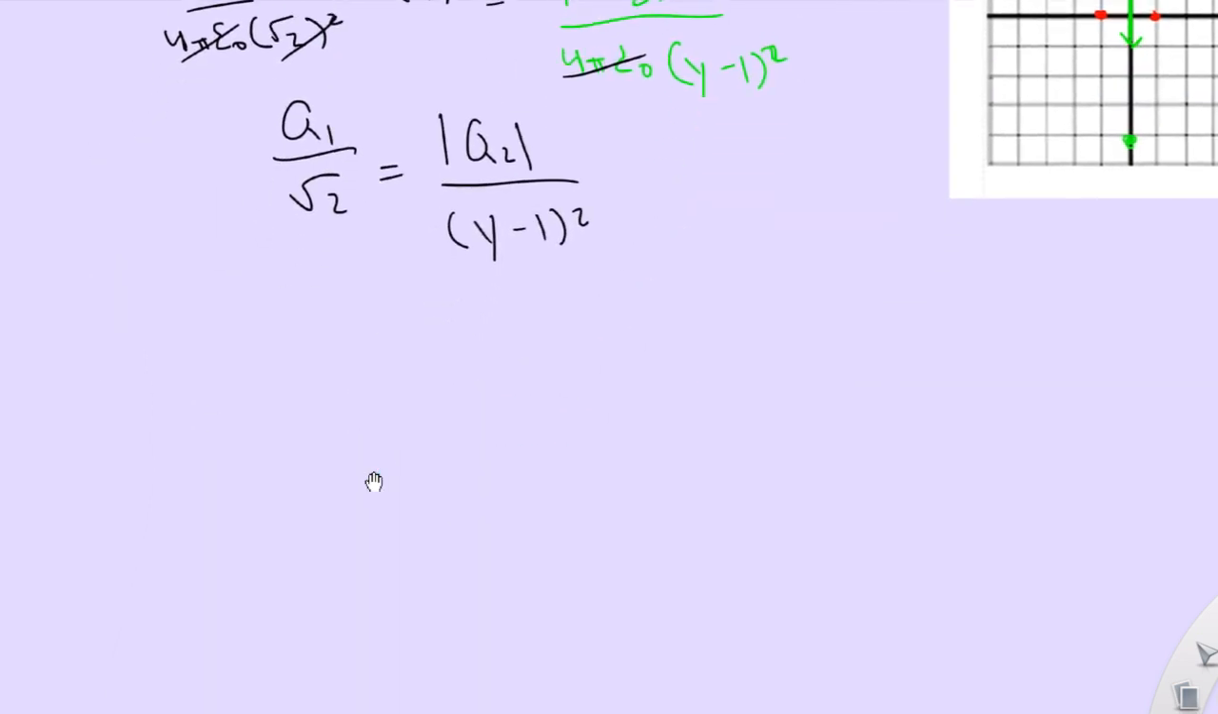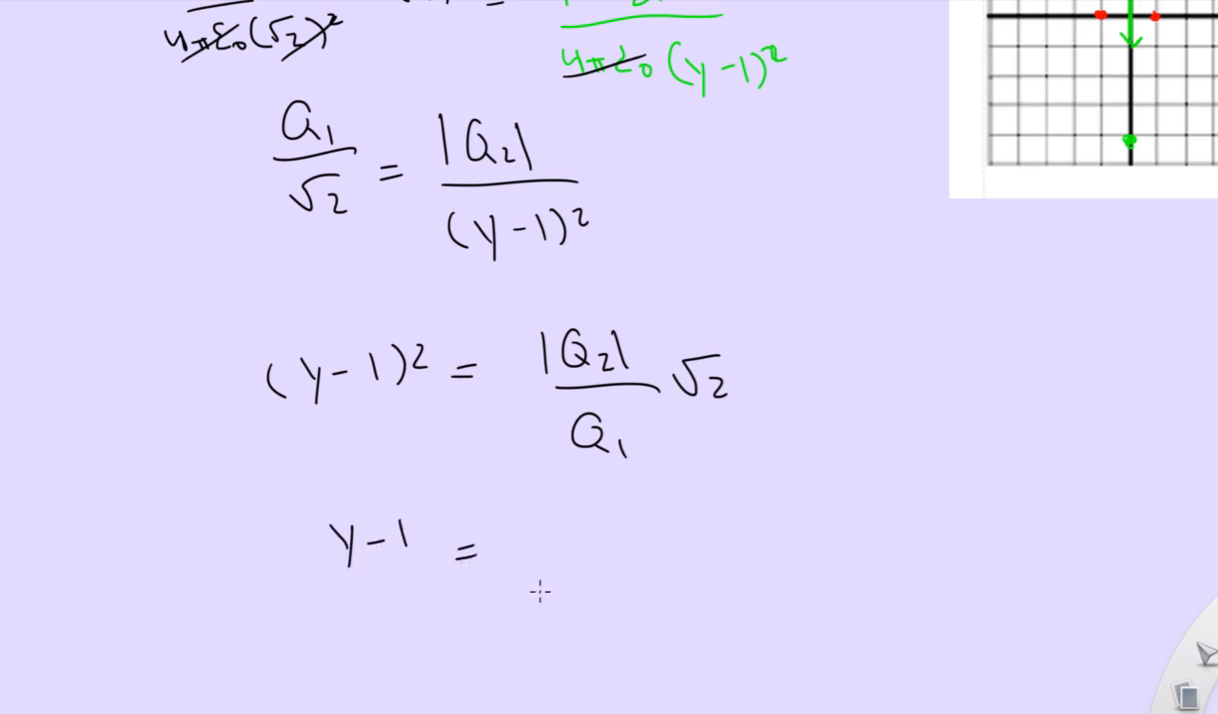Give us some space, bring it over here a little bit. Okay, so we want this y value. That's what we're looking for, because we're looking for where on the y-axis these two charges are going to end up. So (y minus 1) squared, I'll bring the q1 over and the q2 up, so it's going to be q2 over q1 times square root of 2. Now, to get rid of this square right here, we just have to square root everything. y minus 1, and we can't forget that it's going to be plus or minus now because we're square rooting. This will be the absolute value of q2 over q1.